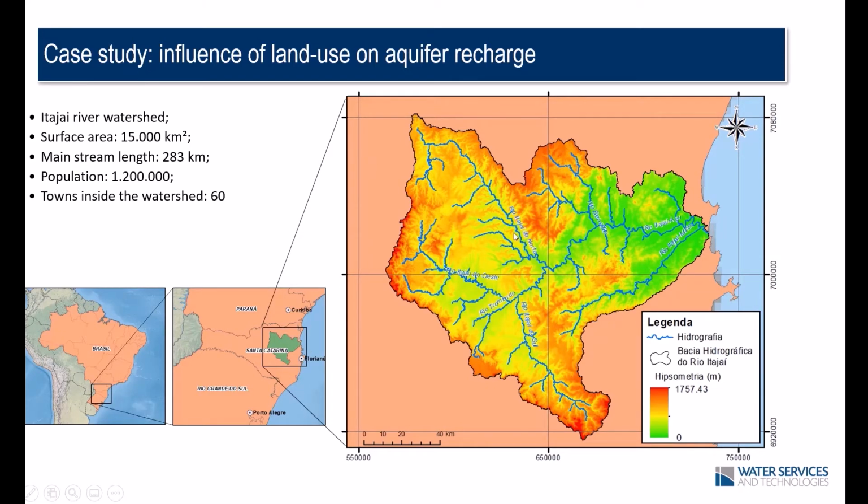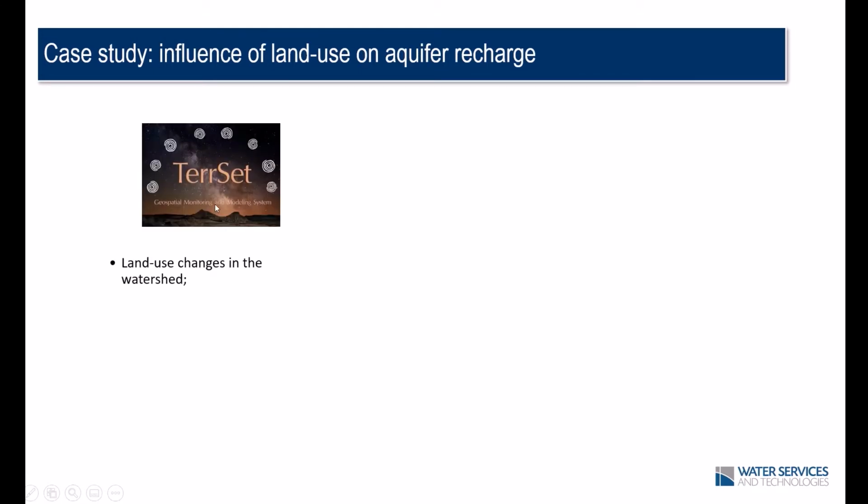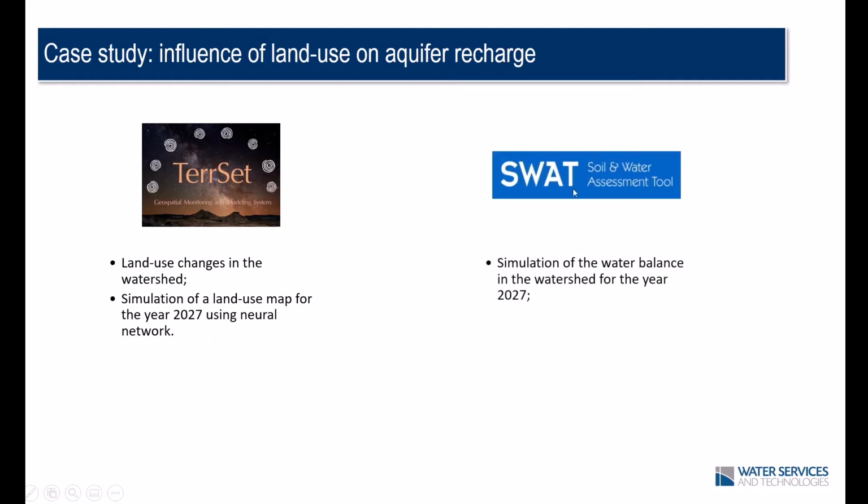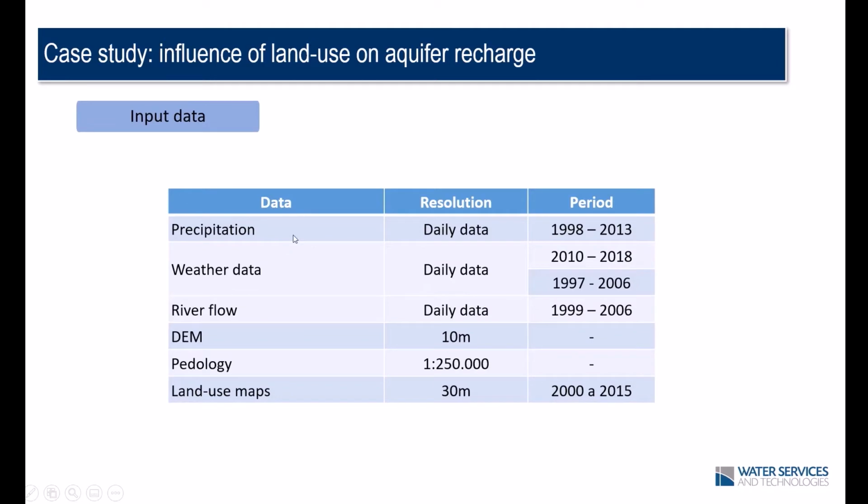The main objective of this study was to check if these changes on the land use were affecting the water balance in the watershed. So for the land use changes in the watershed, we used the software TerrSet, and this software was also used to simulate a land use map for the year 2027 using neural network. And for the water balance simulations, the software SWAT was used. It was used to simulate the water balance in the year 2027, and the results were compared with the year 2000.